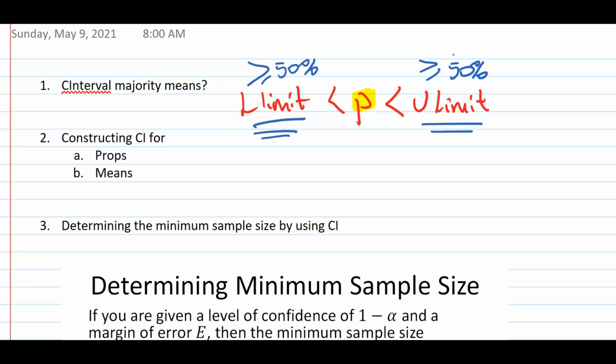Point 2, how do we construct confidence intervals? What tests do we use for proportions? What tests do we use for means? Okay, so you're ending up with slightly close numbers, but they're not correct, because probably the question is about means and you're using a z-test. No.